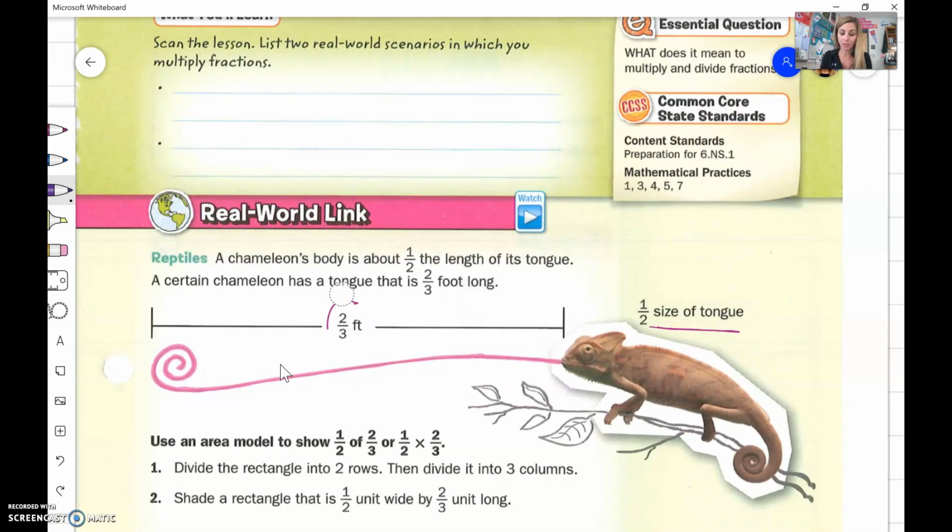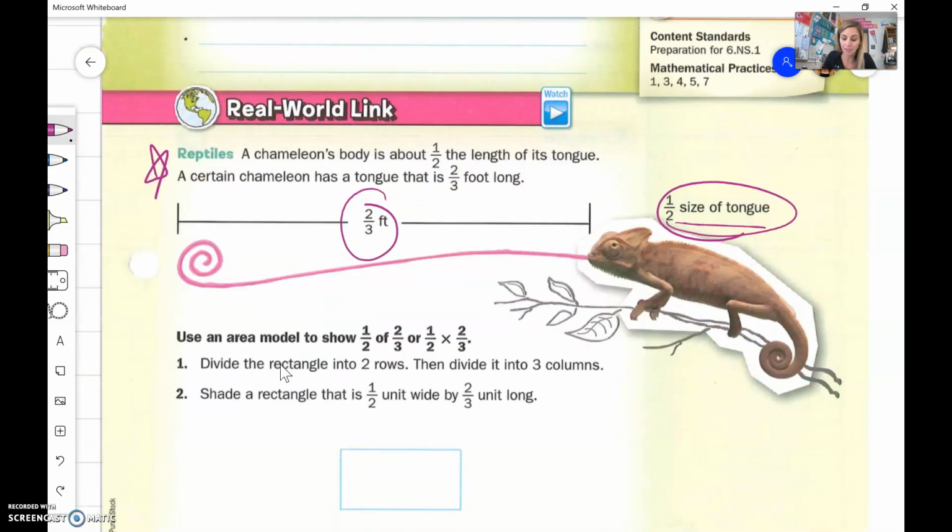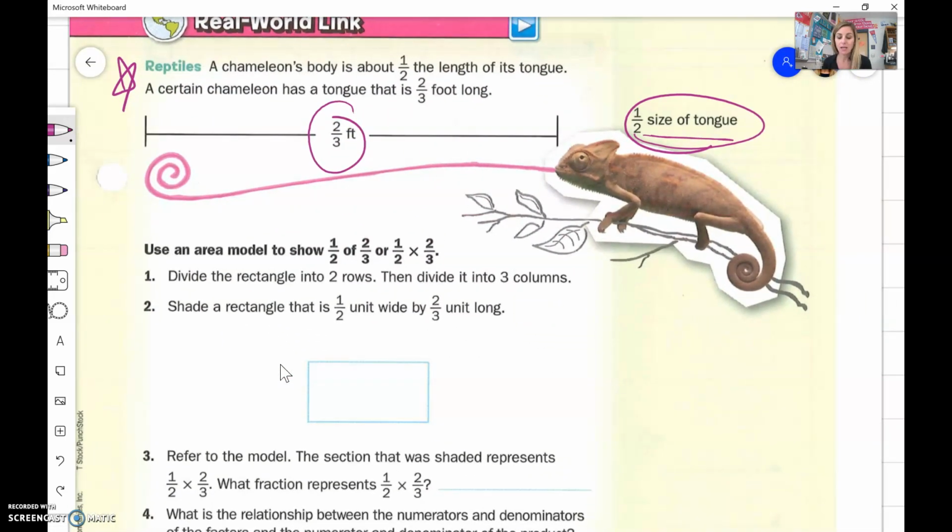So we're going to get started with this first question because I really like this one, and this is a great lead into what we're doing today. It says a chameleon's body is about half the length of its tongue. A certain chameleon has a tongue that is 2/3 foot long. Okay, so you see, here's the length of the tongue, and it's half the size of the tongue. So take a look at what it says here, what we should do. It says use an area model to show 1/2 of, there's that keyword of that I said when we're putting it in between two numbers, and that means that we are going to be multiplying, of 2/3. So therefore we are taking 1/2 times 2/3.